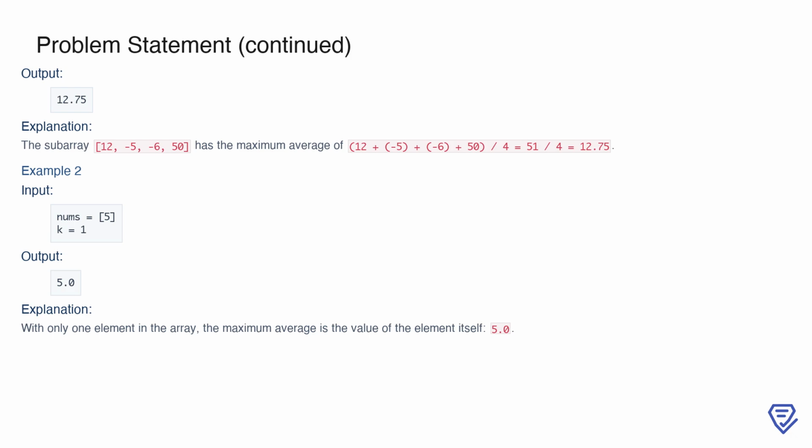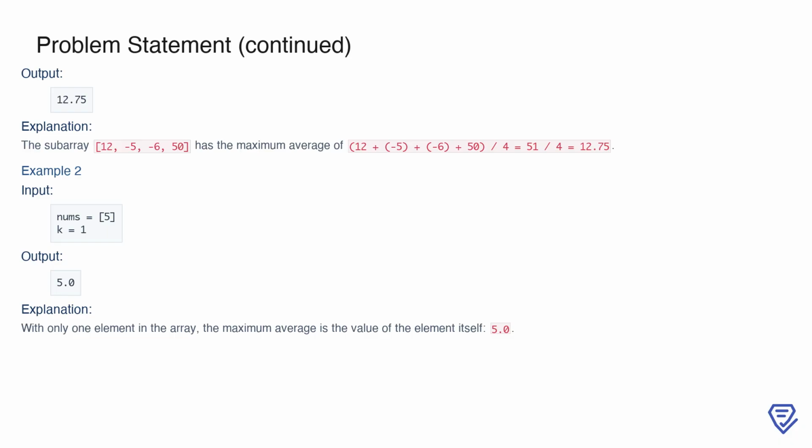In the first example, we are given the array 1, 12, -5, -6, 50, 3, and k equals 4. The goal is to find a subarray of length 4 with the highest average value. The subarray 12, -5, -6, 50 gives us the sum of 51, which translates to an average of 12.75 when divided by 4. Hence, the output is 12.75.